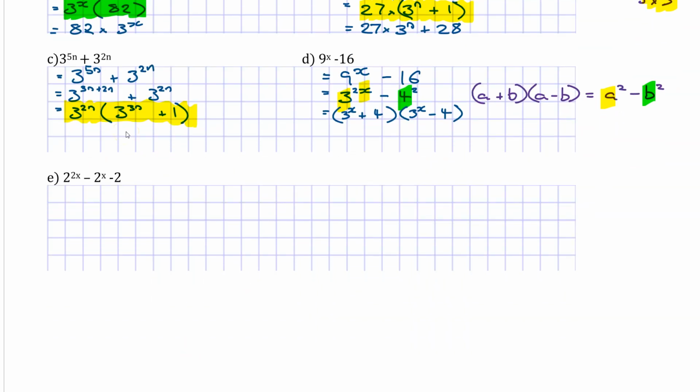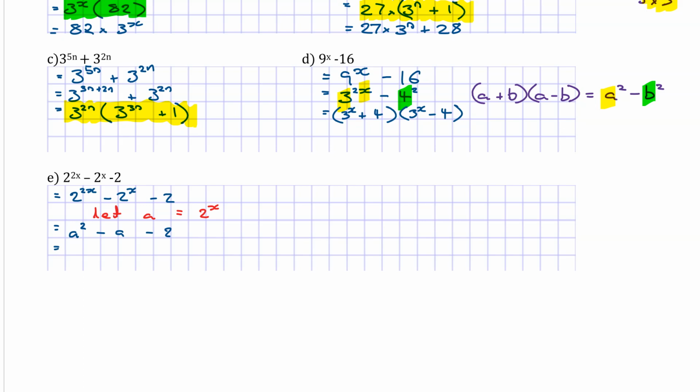Going down to part E, we're looking at something that's not so intuitive either, but nonetheless, it's something we still can do with the tools that we have learned already. Let's go 2 to the 2x minus 2 to the x minus 2. And then let's do something a little bit funky and go let a equal 2 to the x. What this is going to do for us is give us a squared minus a minus 2, like so. And then notice we can factorize this.